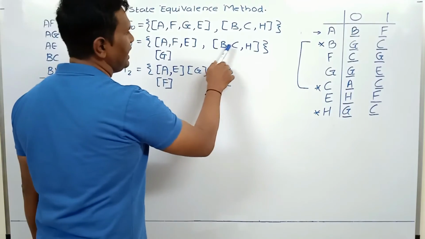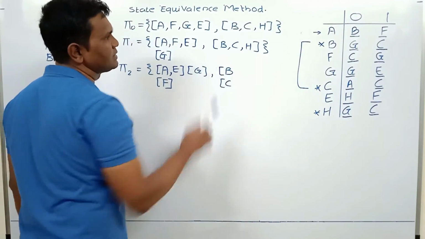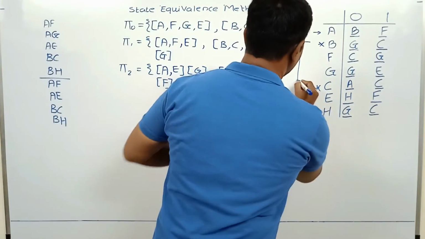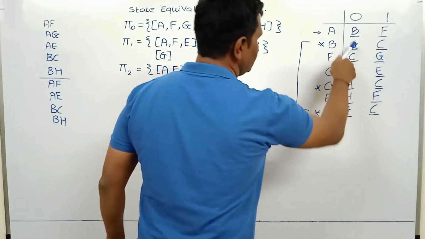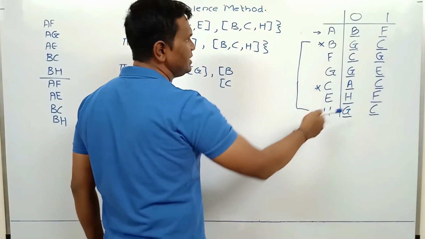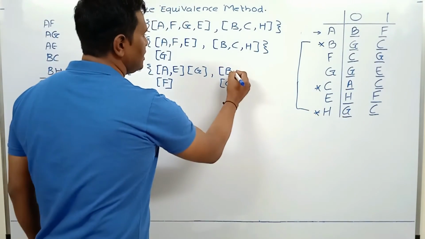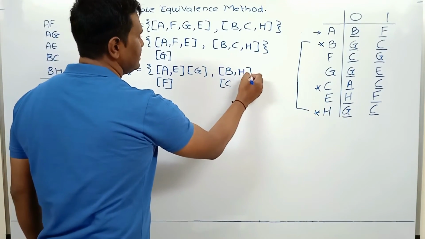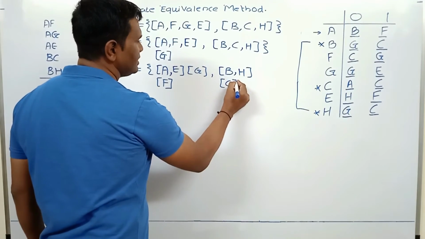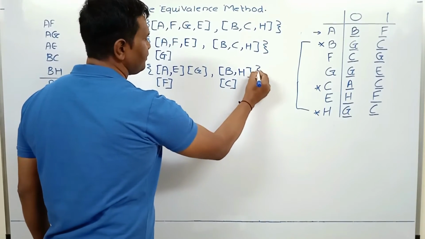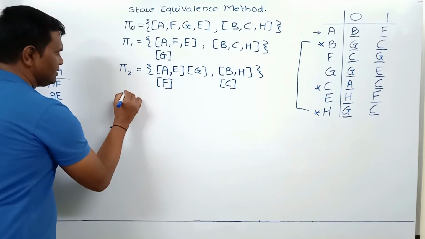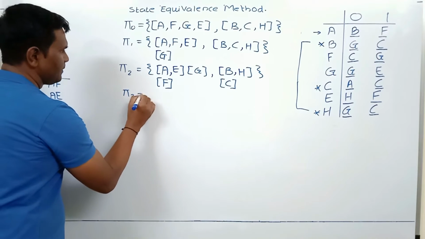We have considered B and C. Now consider B and H. So G and G, same state, must be in same group. C and C, same state, must be in same group. So B and H, they are two equivalent. We have to mark this group complete. Now let's consider three equivalent.